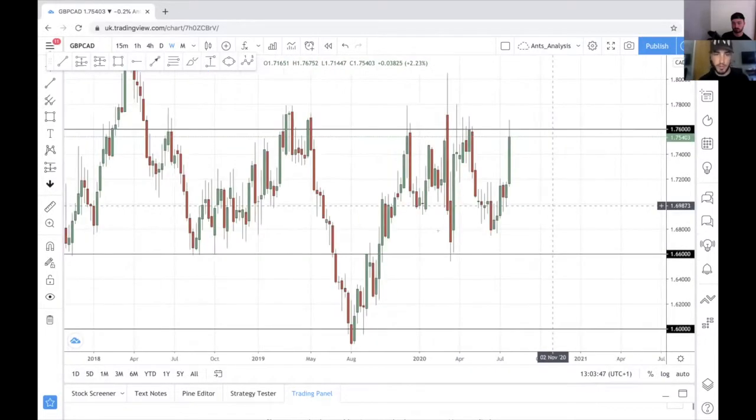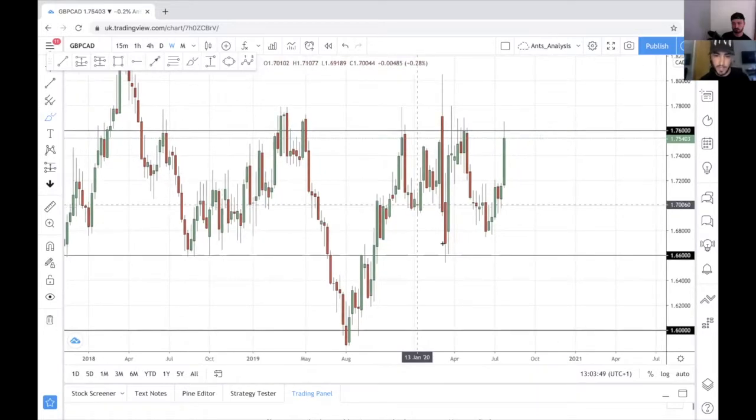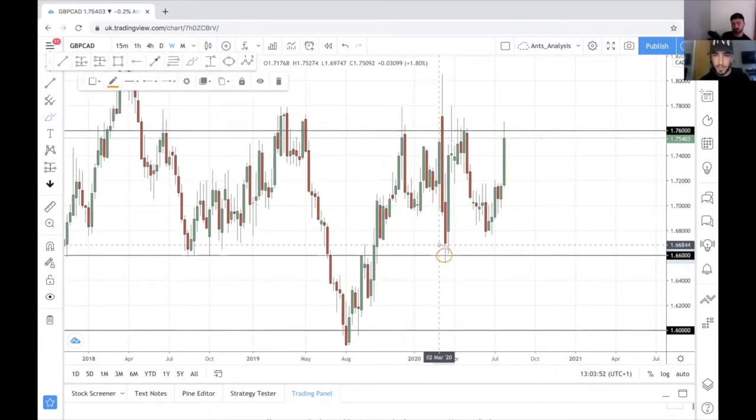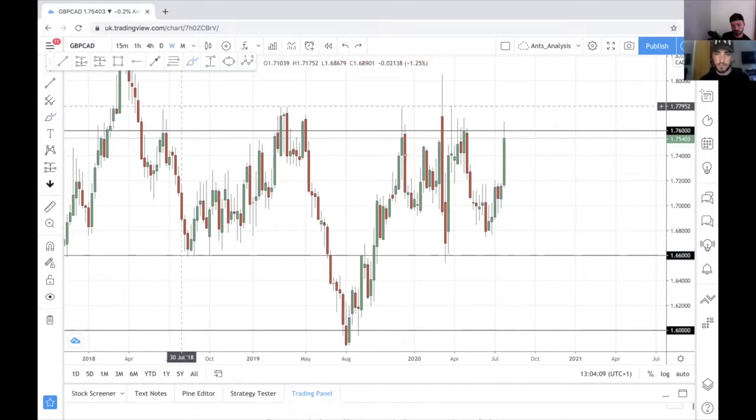Looking at the weekly time frame structure, we have actually rejected it recently, made an impulse to the upside, rejected 1.76, and did make the impulse to the downside. However, we did fail to retest 1.66 and instead just made another rejection at 1.76 this week. So let's jump down now to the daily time frame to look at the market structure.